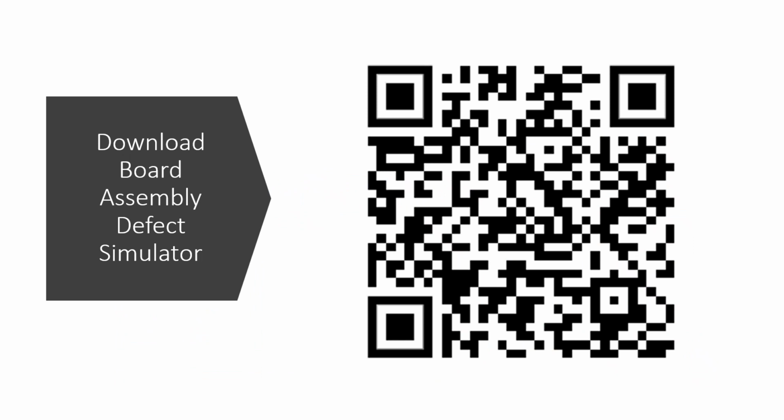Download this Excel file from OneDrive to your PC. It is an example of a board assembly value stream to illustrate a typical control plan.